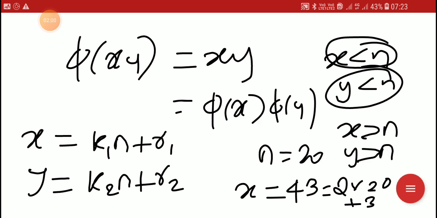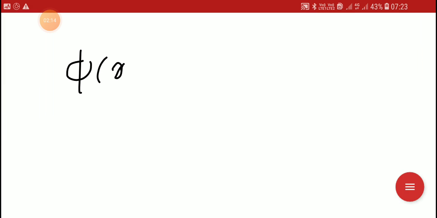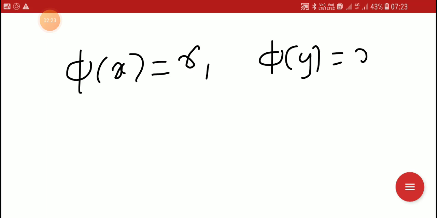In a similar way, x can be written as k1 n plus r1 and y can be written as k2 n plus r2, because x is more than n and y is more than n. Then phi of x is equal to the remainder when x is divided by n, that is r1. Phi of y equals r2. Given that phi of m equals m modulo n, where m is the remainder when x is divided by n.